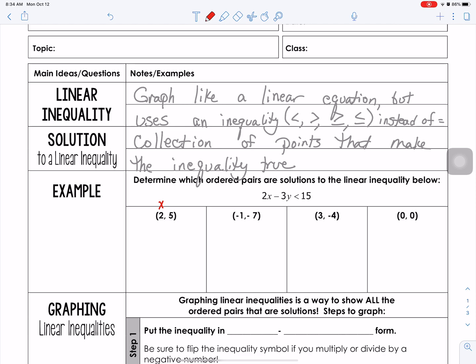So remember, the first value is x, the second value is y. 2 times 2 minus 3 times 5. And I want to see, is that less than 15? So I get 4 minus 15, and that's negative 11. So that is true, which means it's a solution.